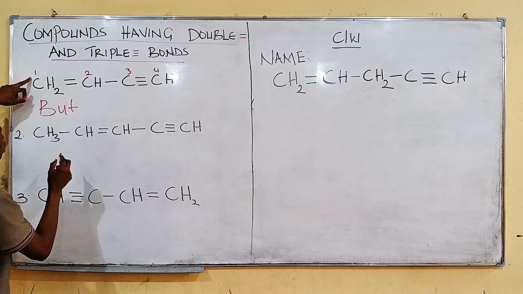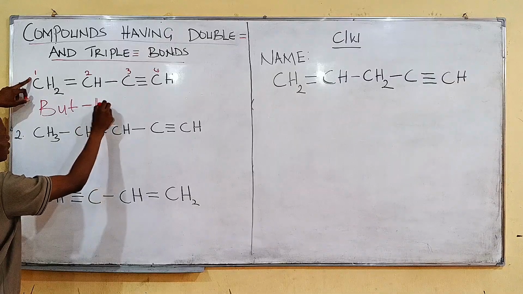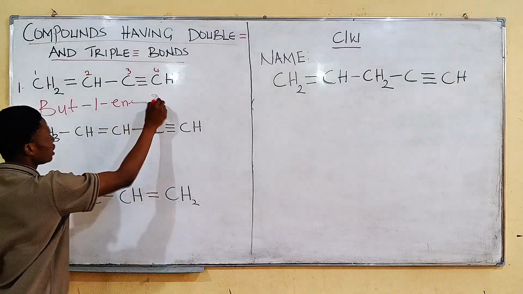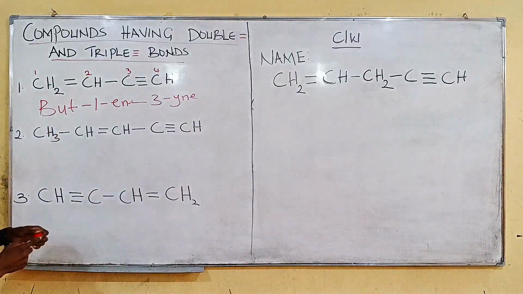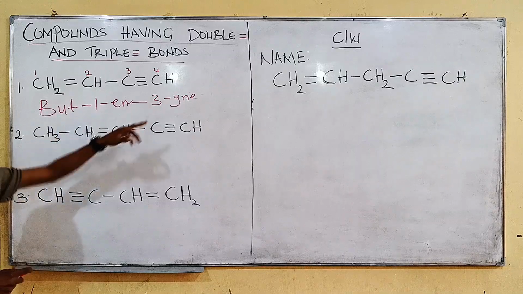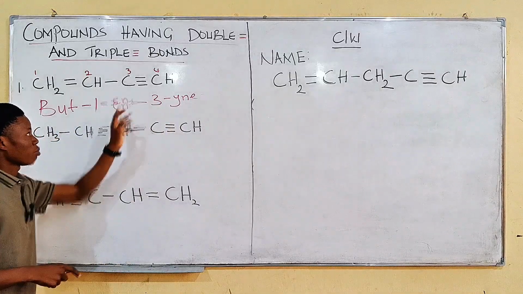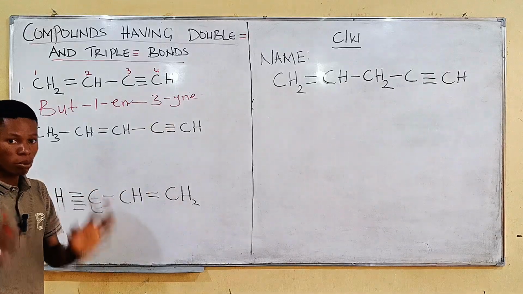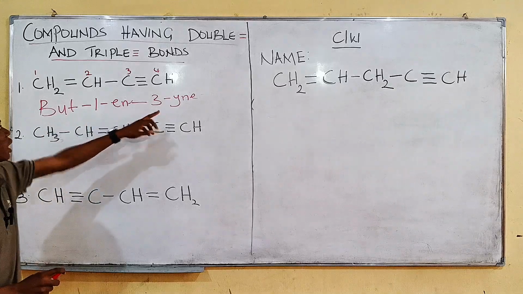Now the double bond is coming now, but-1-ene, 3-yne. See how it is done. But-1-ene, 3-yne. In no circumstance will you put yne before ene. Ene is always coming before yne. The double bond is always coming before the triple bond. You get? So this is but-1-ene-3-yne.